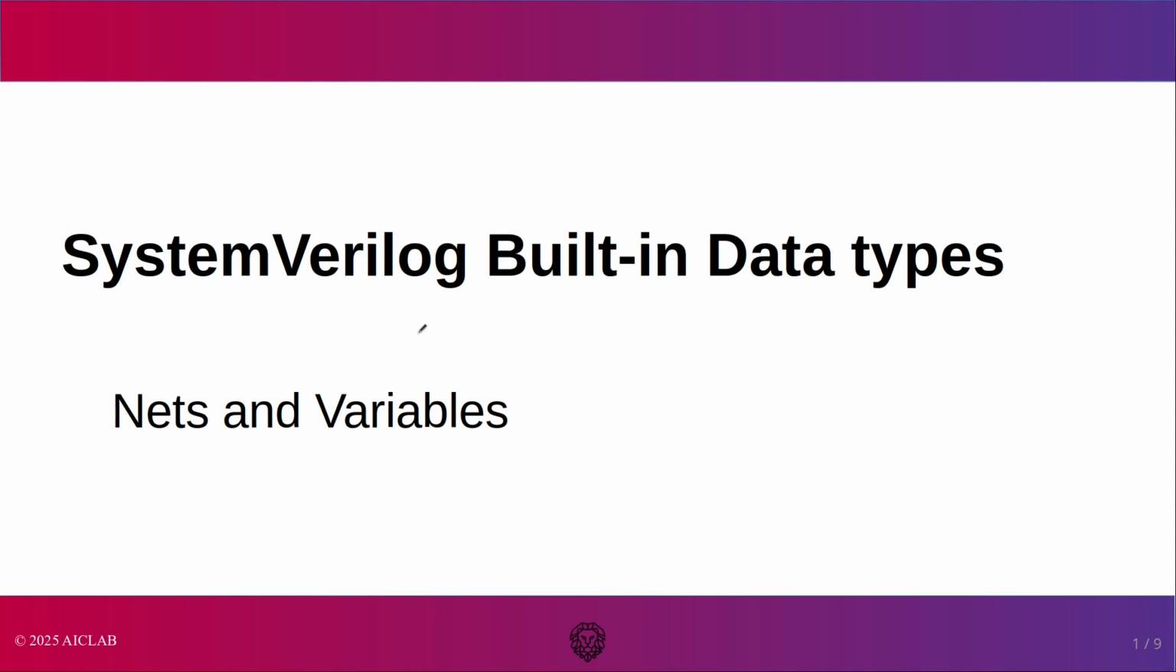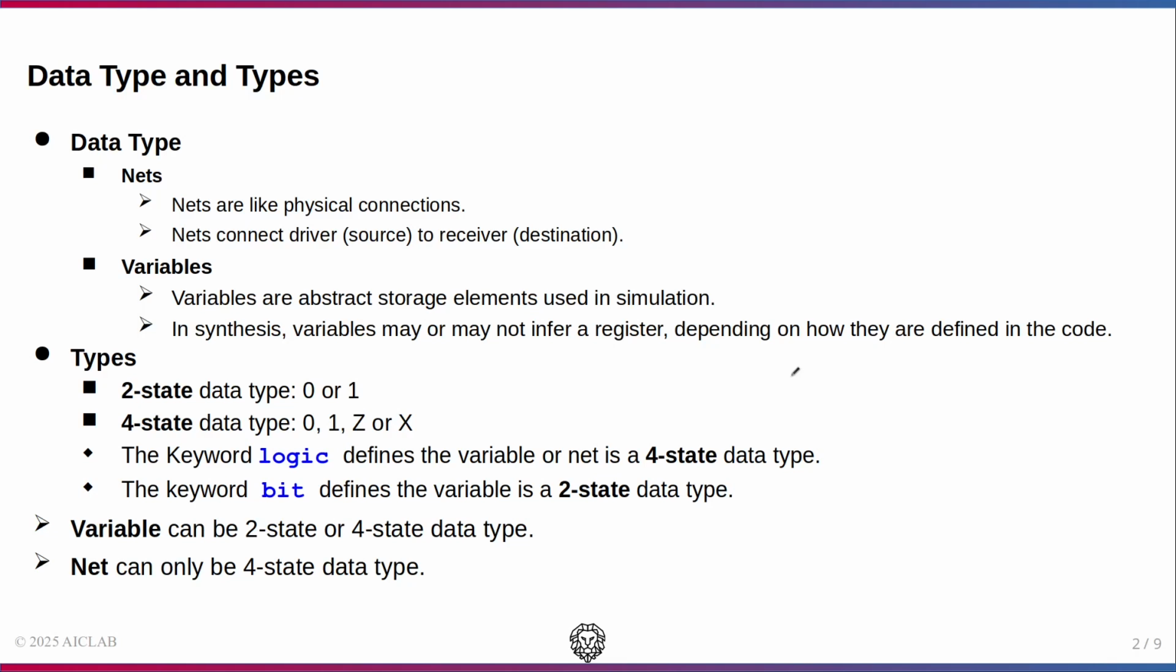This video is about SystemVerilog built-in data types, nets and variables. When you define a signal in SystemVerilog, it has two main characteristics: data type and type. Data type can be nets and variables.